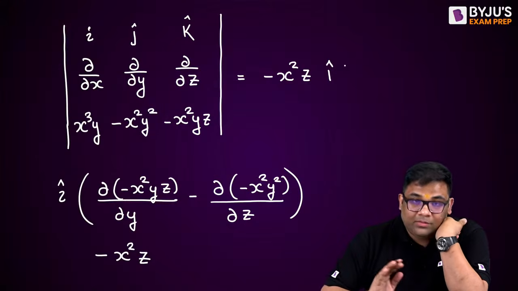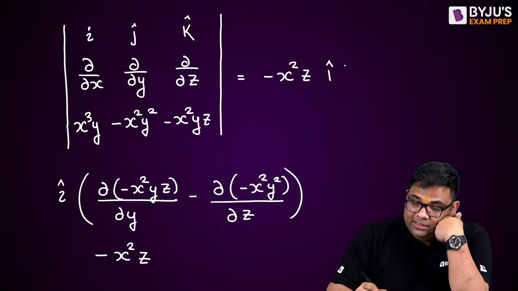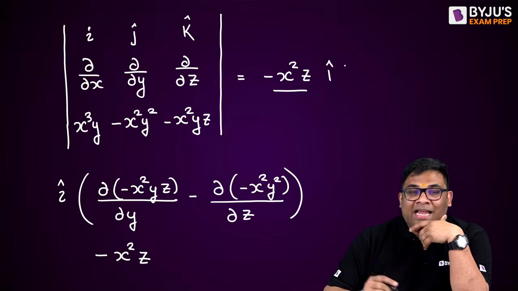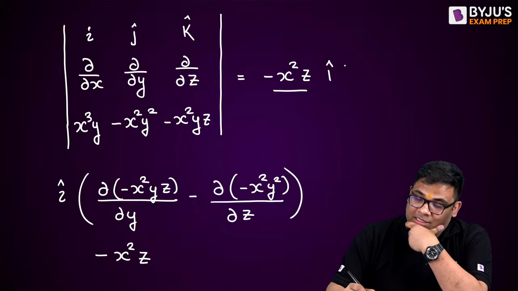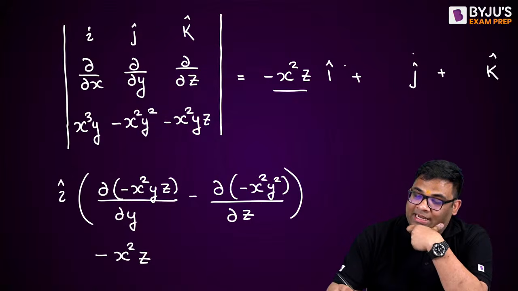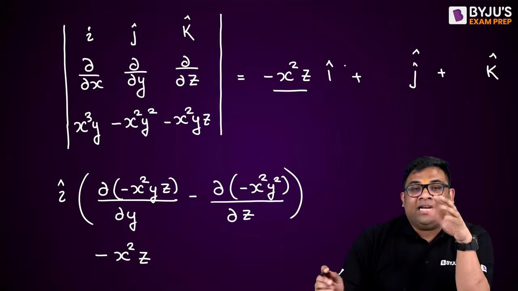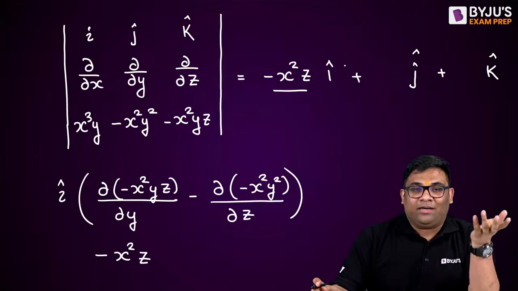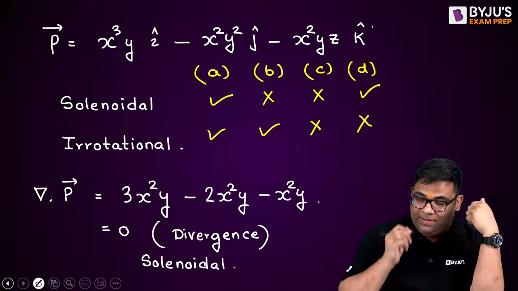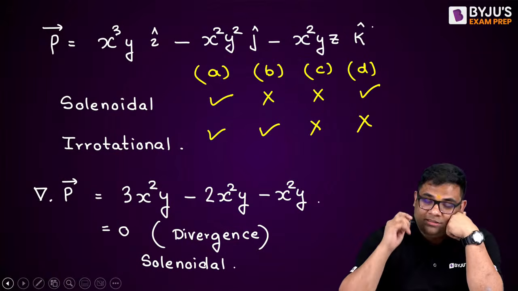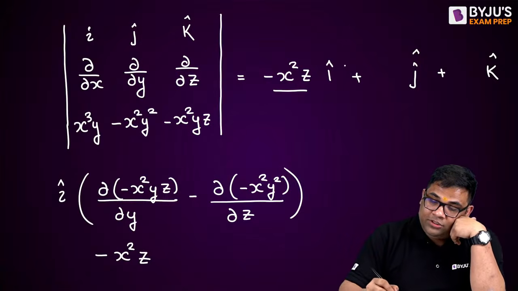So you see, if the i component is not 0, there is no need to find out j and k. Even if j and k are 0 and the i component is not 0, it still remains non-zero. Understood this point or not? Yes. So the curl is non-zero.